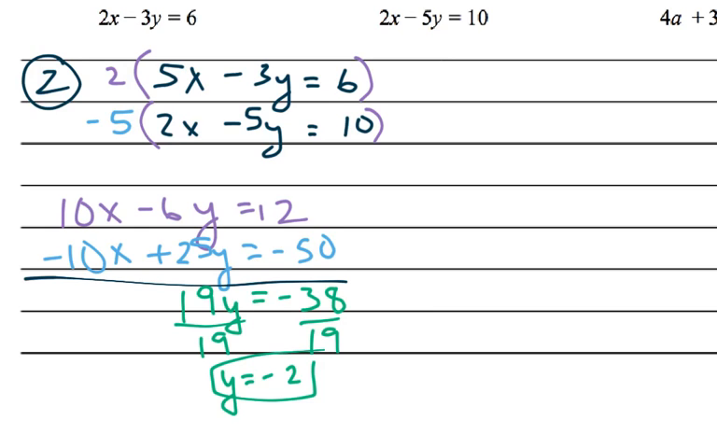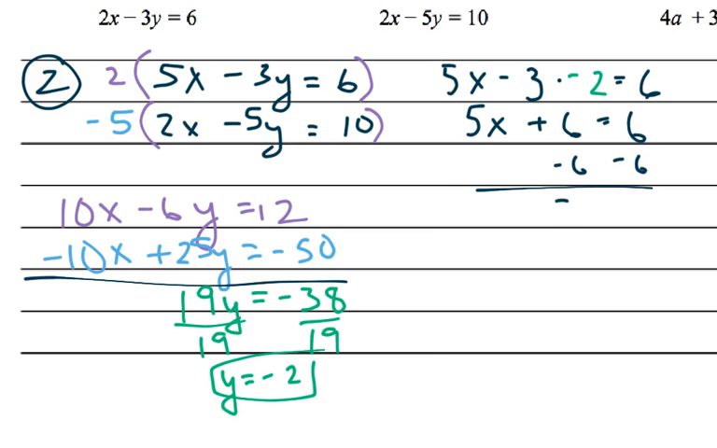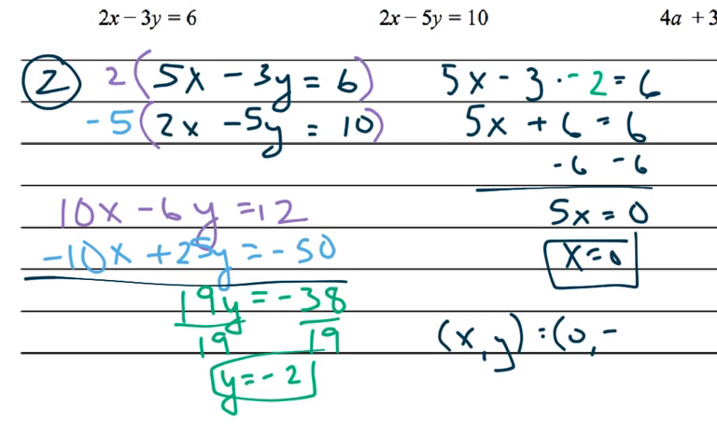I will plug this into the first equation and probably not overthink it too much. 5x minus 3 times a negative 2 equals 6. Then I'm left with 5x plus 6 is 6. Take 6 away from both sides, and then I get 5x is 0. No need to really divide here, as long as you're okay with it just having to be 0. So x, y equals 0, comma, negative 2. Box it. All right, now let's see if this worked out.